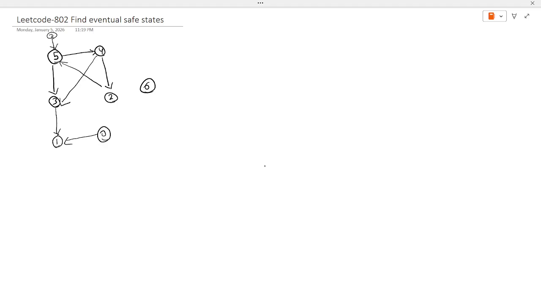To my YouTube channel. So in today's video we will solve this Leetcode problem, find eventual safe states. Before we move on, let us first understand the problem statement.